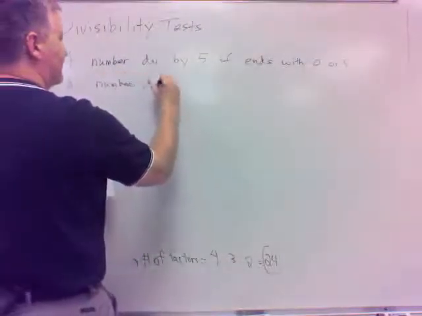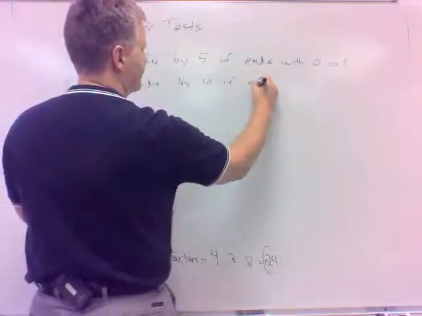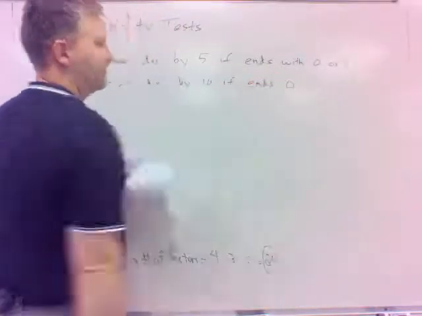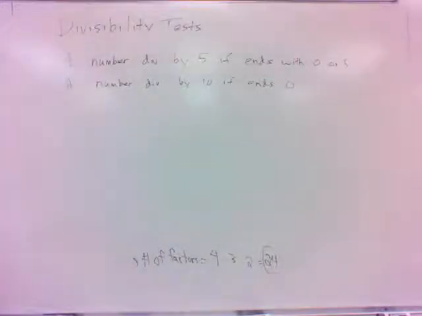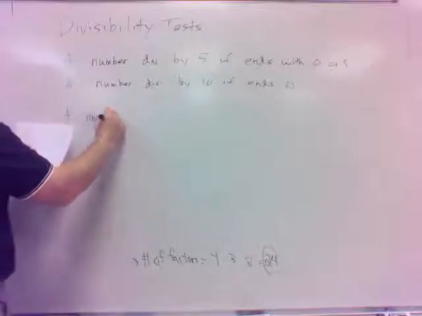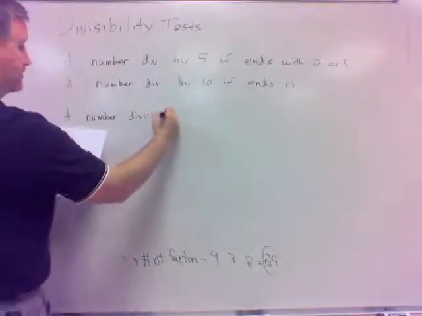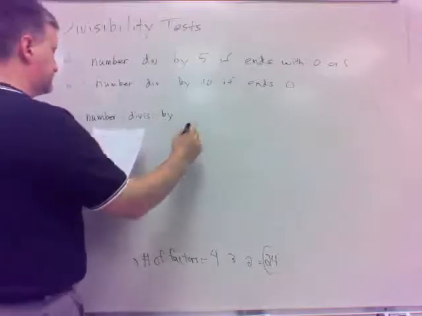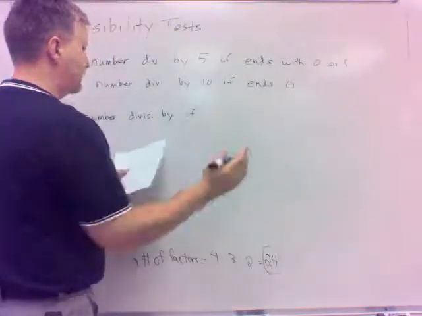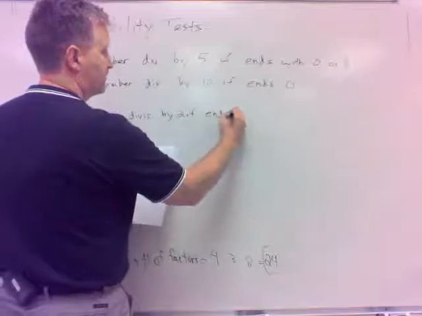because if it's divisible by 10, it always ends with a 0, right? 10, 20, 30, 40, 60. So those are two easy ones. All right, we've already done the next one. A number is divisible by 2 just by looking at the last digit, right? If it ends with 0, 2, 4, 6, or 8.